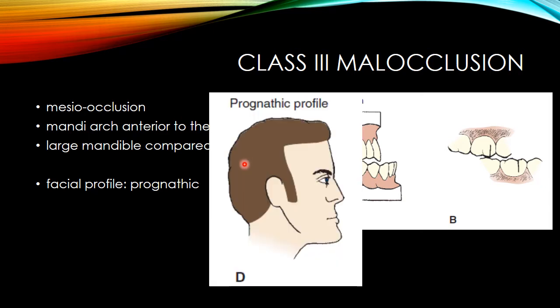The facial profile of a patient with class 3 malocclusion is prognathic. They have a very prominent chin. That's why their facial profile is concave. Expect that these patients exhibit anterior crossbite.